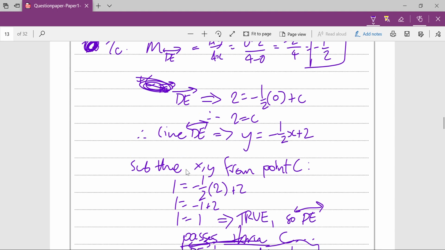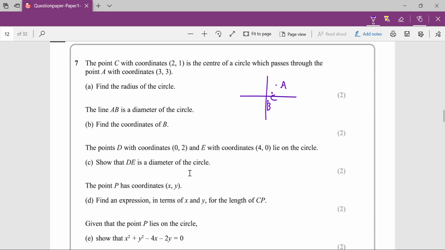Right, so that is part C of the question complete. We have proven that DE is the diameter of the circle by showing that it passes through the center of the circle. The point P has coordinates x and y. Find an expression in terms of x and y for the length of CP.